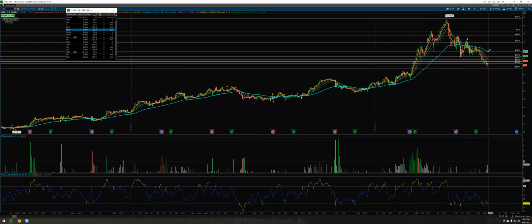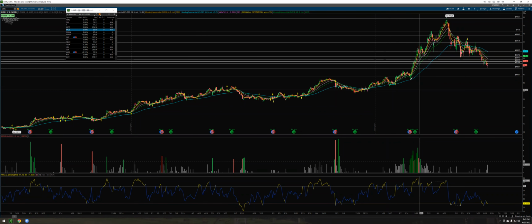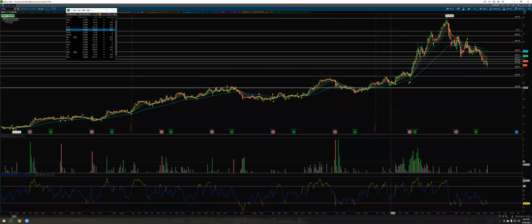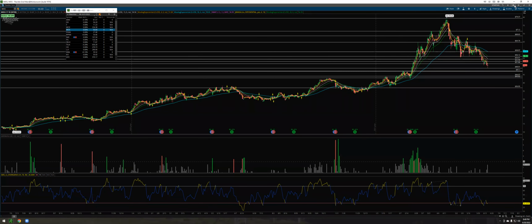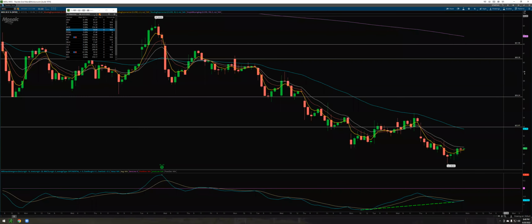We go for the 50 here. Valley here. Peak there. This is a valley. This is a peak. Another valley. Another small peak here. So we are here. Okay. So now we'll go to the hourly again.